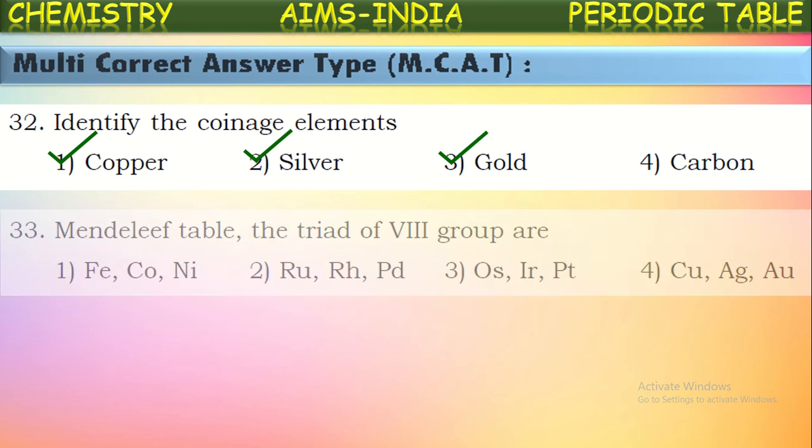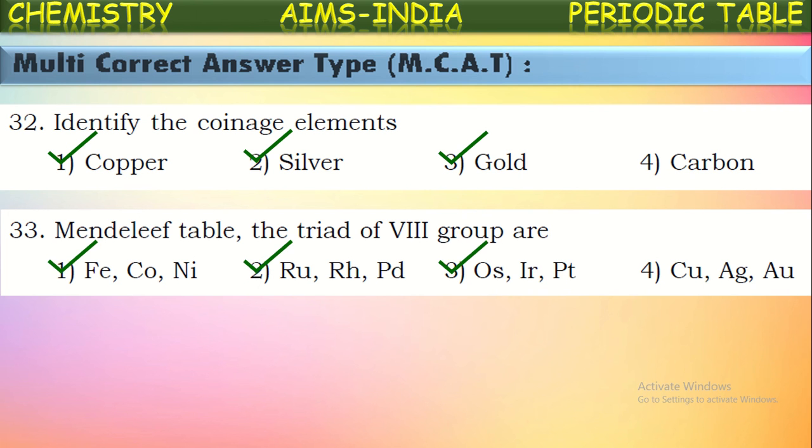Okay. Next one. Mendeleev's periodic table. In Mendeleev's periodic table, the triads of the 8th group. So in Mendeleev's periodic table, there are three sets or three triads in the 8th group. They are iron, cobalt, nickel; ruthenium, rhodium and palladium; osmium, iridium and platinum. These three sets come under the triads of Mendeleev's periodic table from the 8th group.